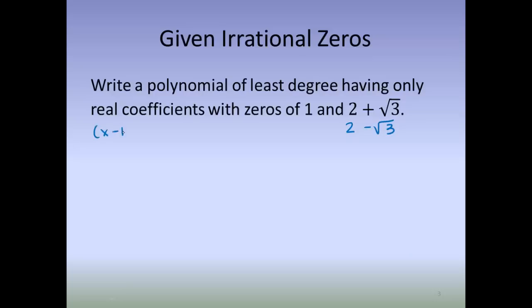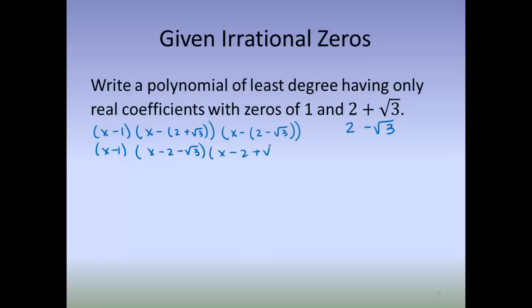I will have the factors of x minus 1 because of my 1, and then I will have the factors of x minus 2 plus the square root of 3, and x minus 2 minus the square root of 3. I'm going to clean up this double set of parentheses by distributing the negatives. So x minus 1, x minus 2 minus the square root of 3, and x minus 2 plus the square root of 3.